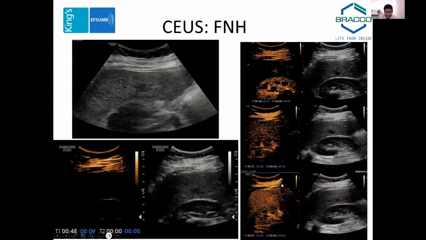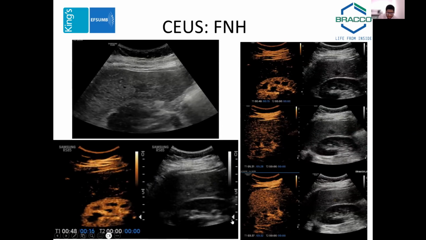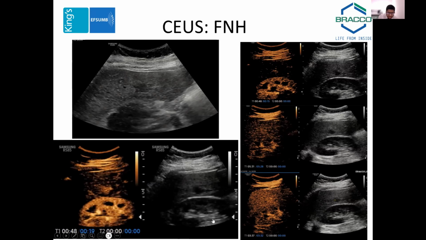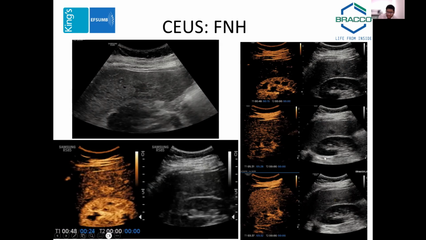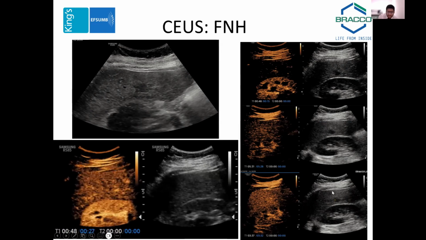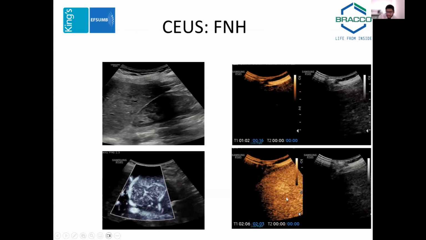And here's an example. You can see a small focal lesion just in segment 6 of the liver. You can see a central filling star pattern. It's arterially hyper-enhancing, as you can see from the images on the right. It shows no washout in the late phase. That's an FNH.